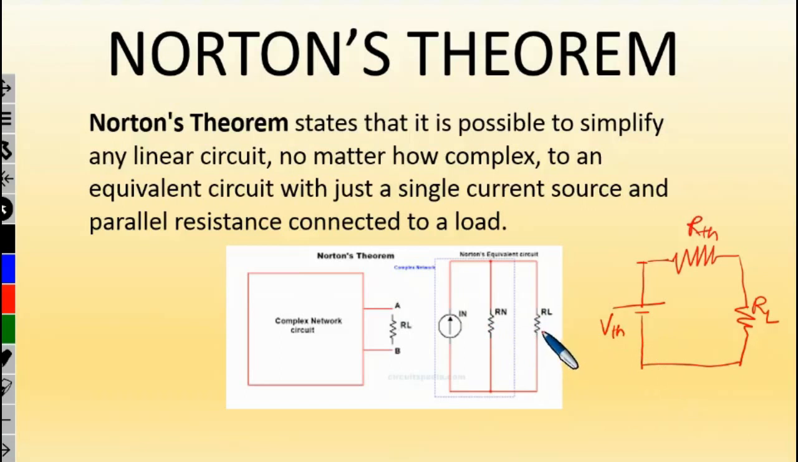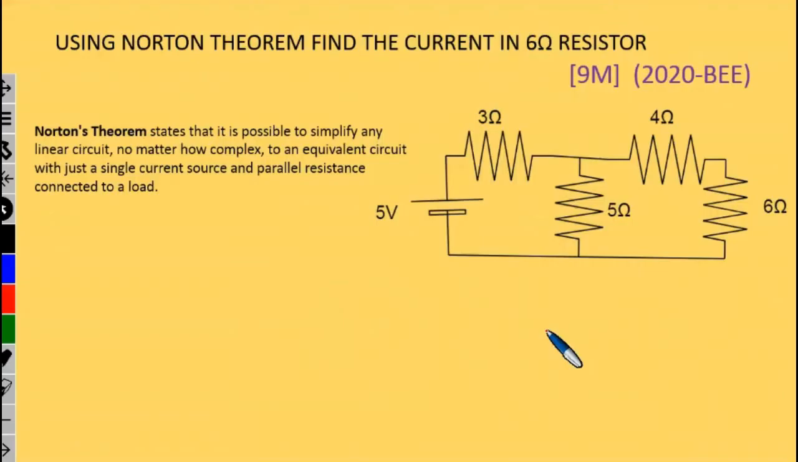Okay, so whatever the circuit is, like it has any number of current sources or voltage sources, can now be replaced by a single current source, which is represented as I suffix n, that is Norton current, in parallel with the resistor R suffix n, that is Norton resistance, which is connected in parallel to the load circuit. Okay, so let us see examples.